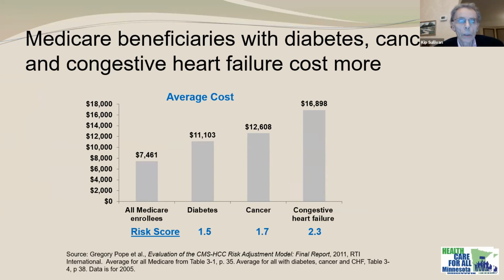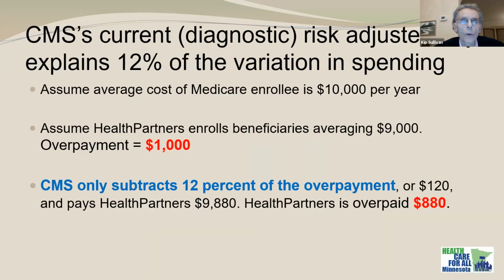And you can see in this table that it makes sense. Any Medicare beneficiary with a diabetes diagnosis is on average 1.5 times more expensive than the average Medicare enrollee. And you see similar risk scores for cancer and congestive heart failure. So CMS spent 4 or 5 years developing a diagnostic-based risk adjuster, and they implemented it in 2004. Unfortunately, the new risk adjuster, although it was a tremendous improvement over the demographic risk adjuster, could only predict or explain 12% of the variation in spending.